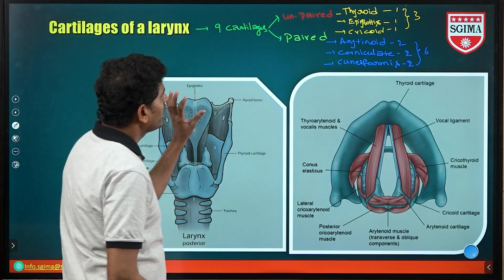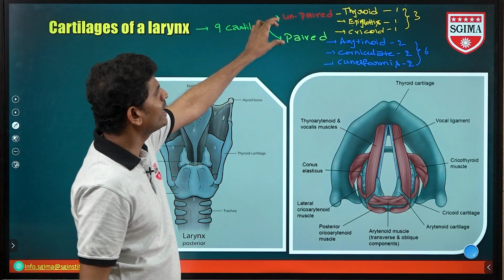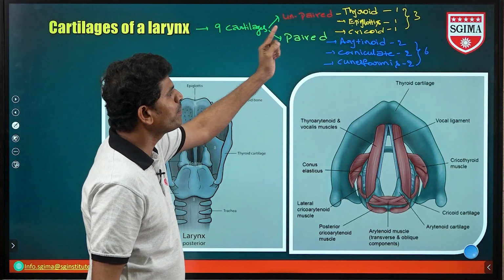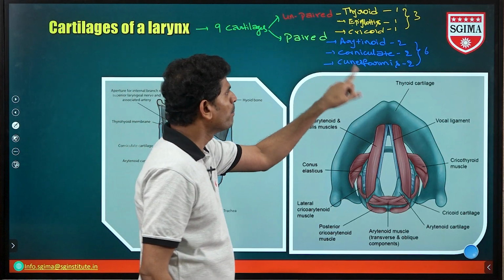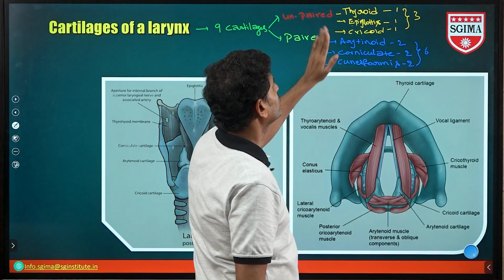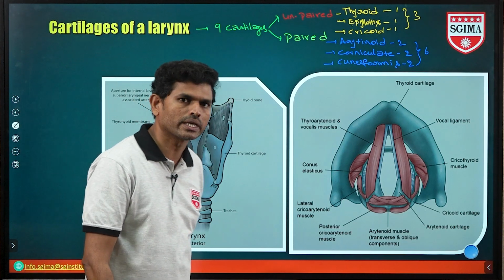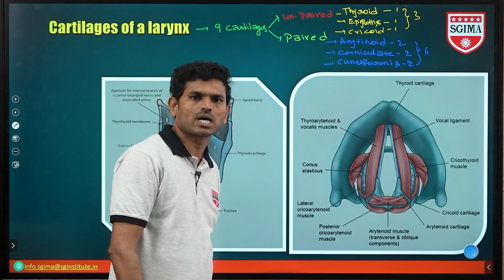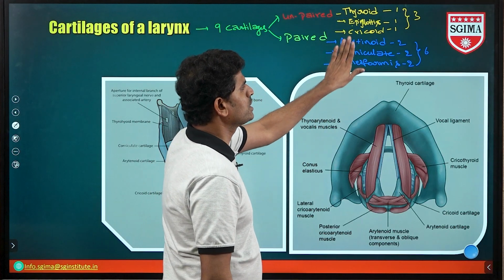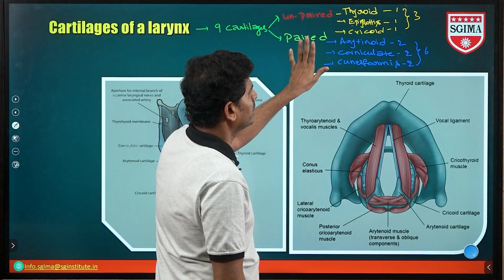Okay, so this is totally made up of 9 cartilages. उसमें unpaired cartilages are 3 types, paired cartilages are 3 types. लेकिन unpaired cartilages total in number 3, paired cartilages total in number 6. Unpaired cartilages are thyroid, epiglottis, cricoid, and paired cartilages are arytenoid, cuneiform and corniculate. इसमें order में by heart करने का जरूरत नहीं, just what are they.